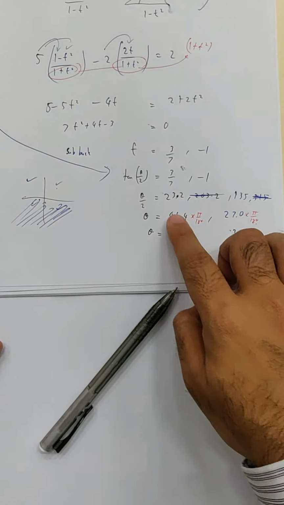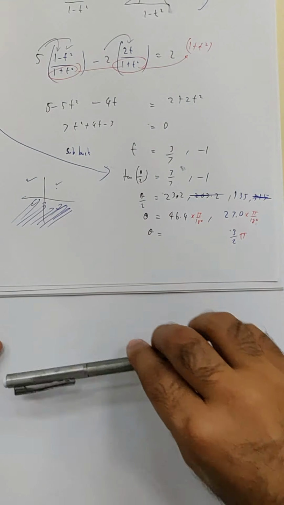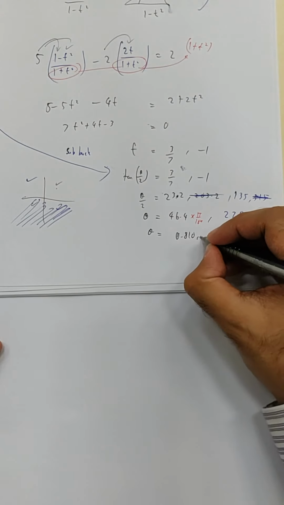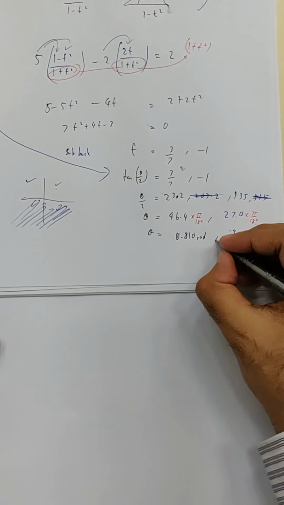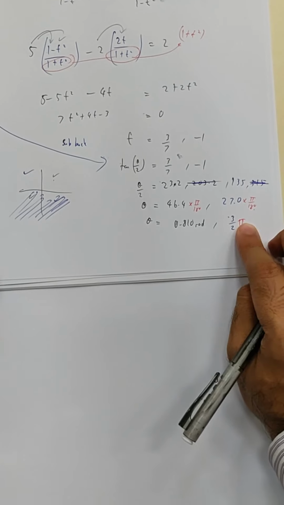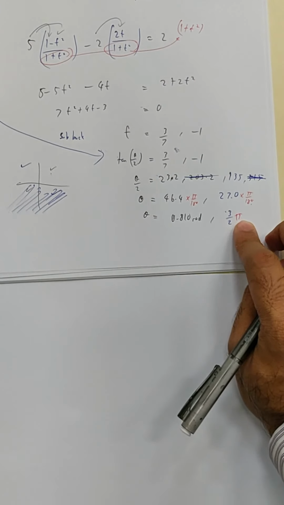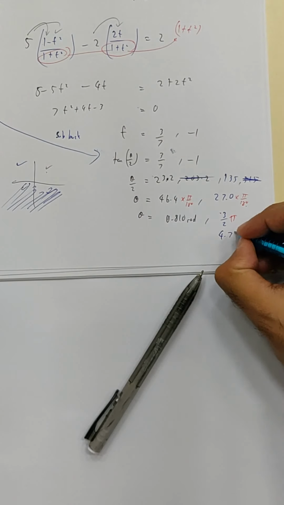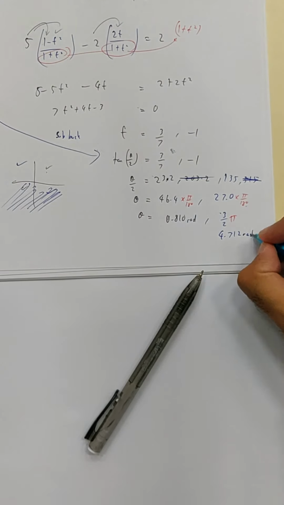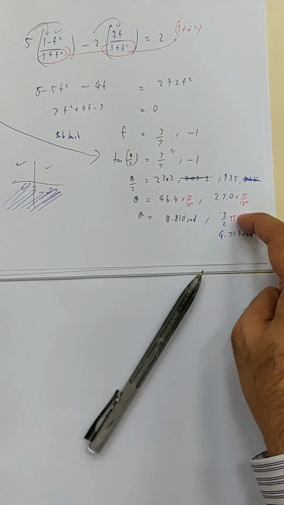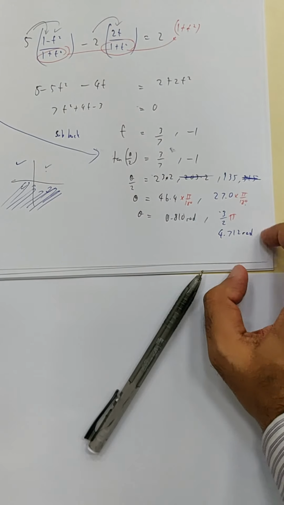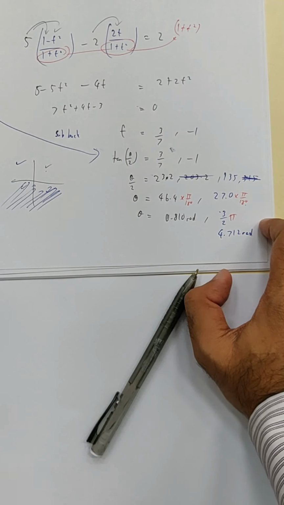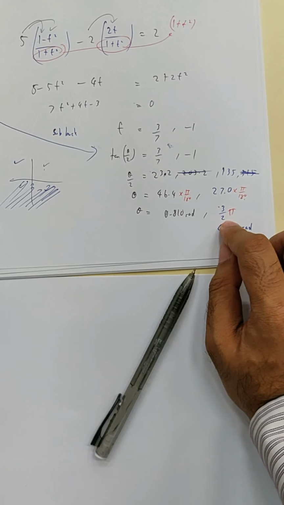What do you get for here? Here, this one, there's no point. 0.810 radian, or you can leave your answer in pi form, like this. Okay? You can go decimals. If you go decimals, what do you get? 4.712. Either this or this, both of them are acceptable in final exams. Which one do we prefer? I prefer pi.